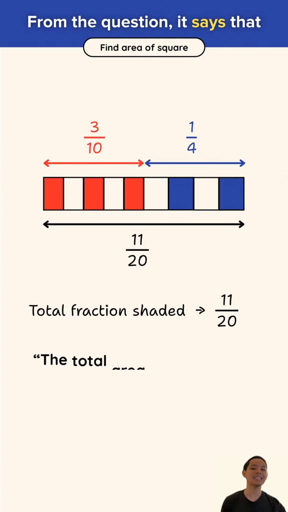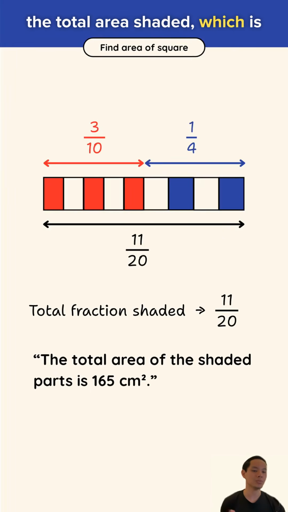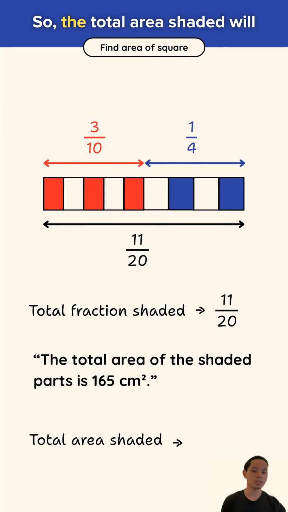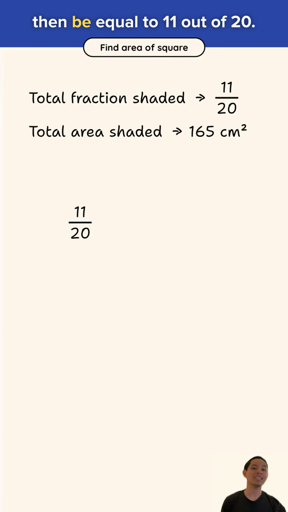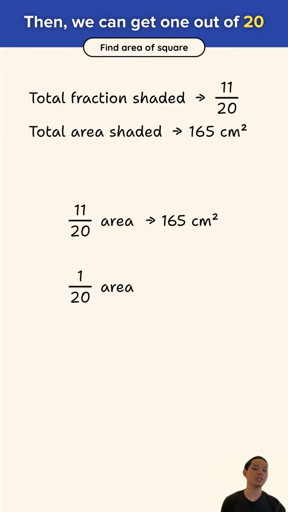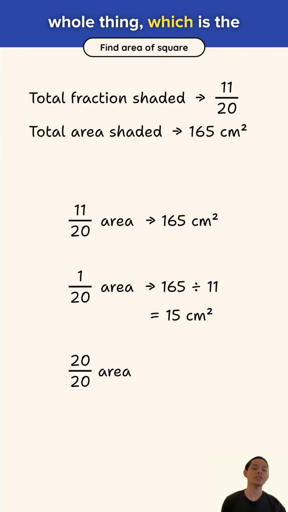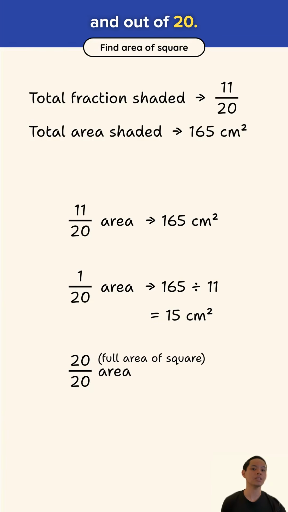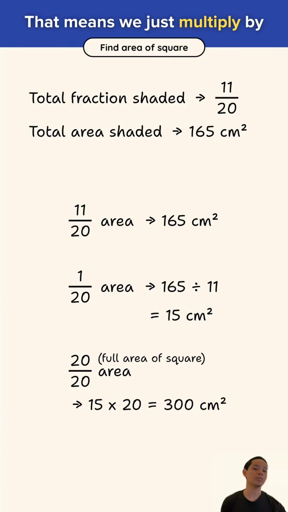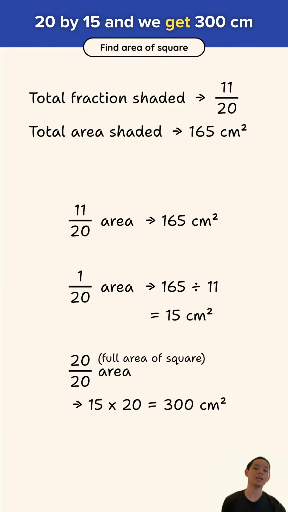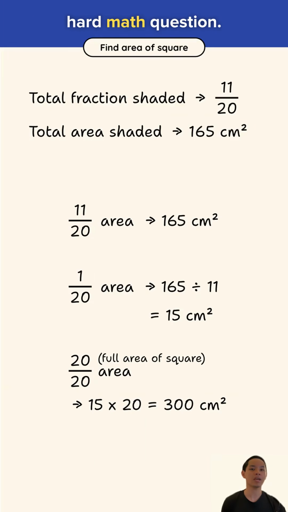From the question, it says that the total area shaded, which is in red and blue, is 165 centimeters square. So the total area shaded will then be equal to 11 out of 20. Then we can get 1 out of 20 area, which is equal to 15 centimeters square. And we want to find the area of the square, which is the whole thing, which is the whole area, which is 20 out of 20. That means we just multiply 20 by 15, and we get 300 centimeters square. And that's how you solve this PSLE hard math question.